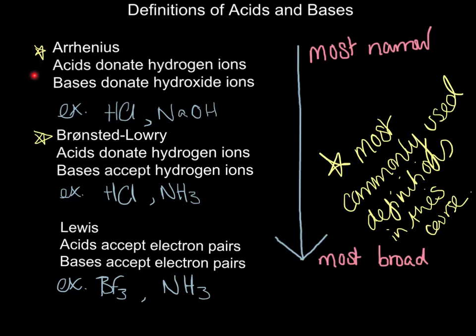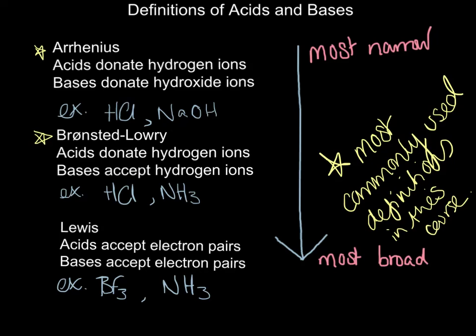bases. The first is an Arrhenius acid and base definition, where acids donate hydrogen ions and bases donate hydroxide ions. An example of an Arrhenius acid is HCl, and an Arrhenius base is NaOH. Now, it's not the best definition because it doesn't incorporate all the substances that act as bases.